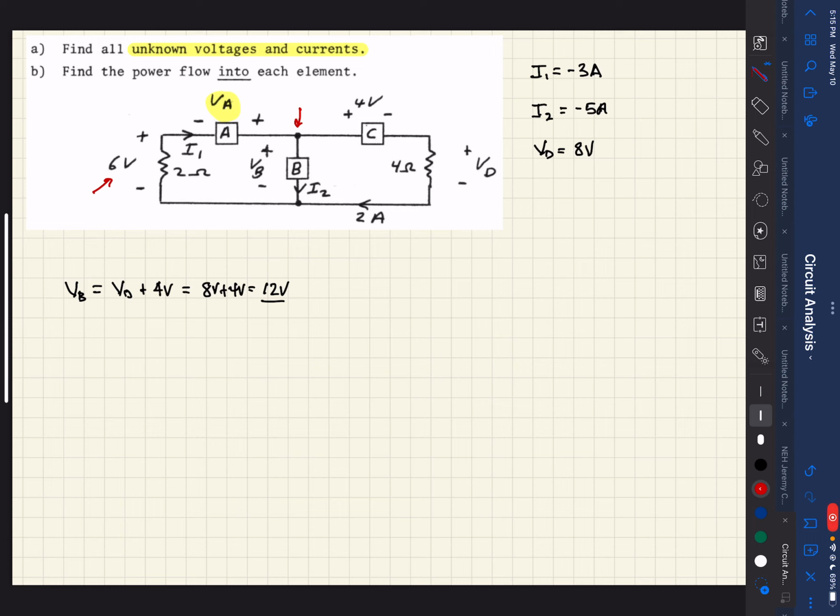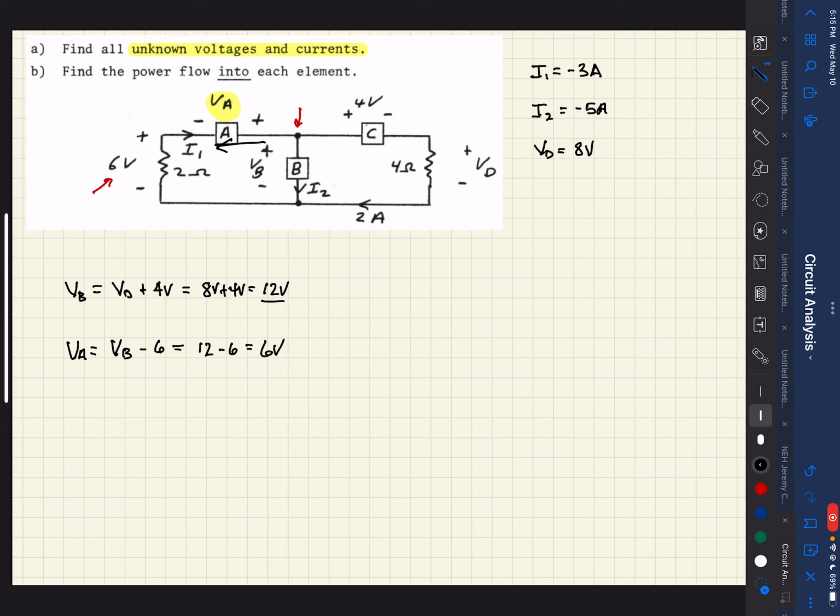So doing that, we'll say that VA is equal to VB minus, because as we go this way, it's going against the positive, so minus 6. So if we plug that in, we just determined that VB was 12 minus 6. This should equal 6 volts.